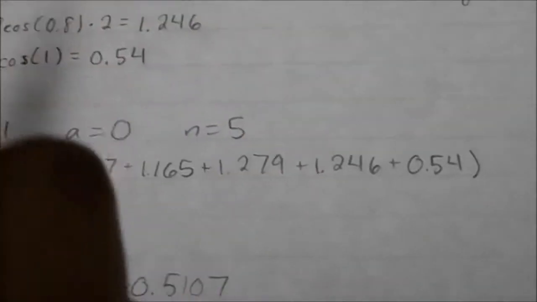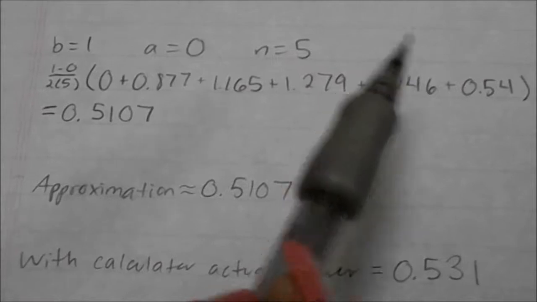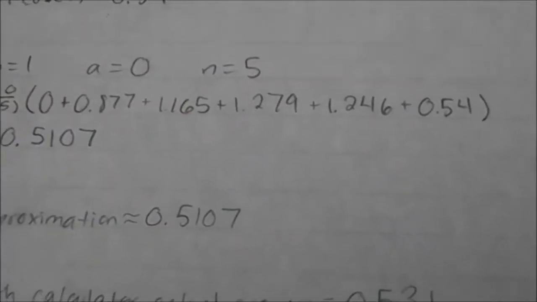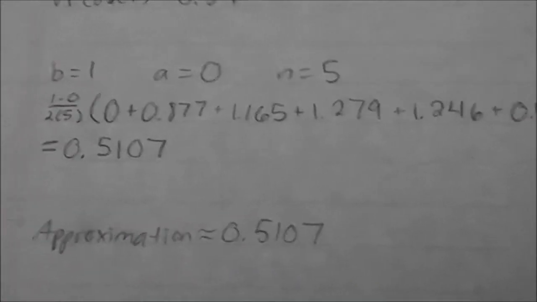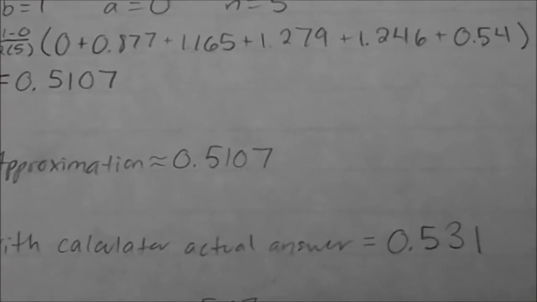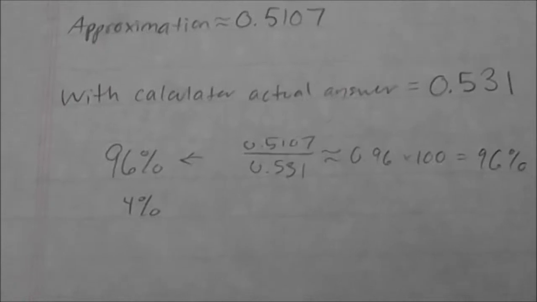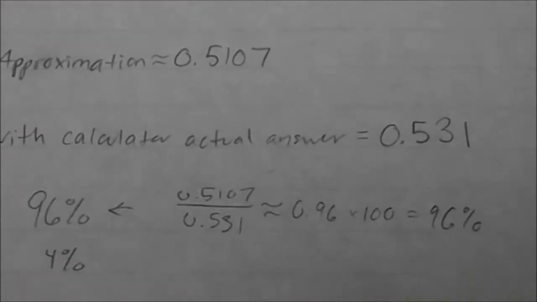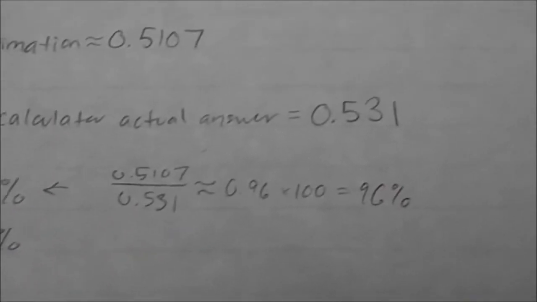Like I said before, the equation would be b minus a, so it'll be 1 minus 0 over 2 times our n, which is 5, which gave us 0.5107, and that's our approximation. But with the calculator, we got 5.31, which ours was 96% correct. In order for us to find that, you just divide our approximation by the actual answer, multiply that by 100, and that gives you 96, and our error chances were 40%.